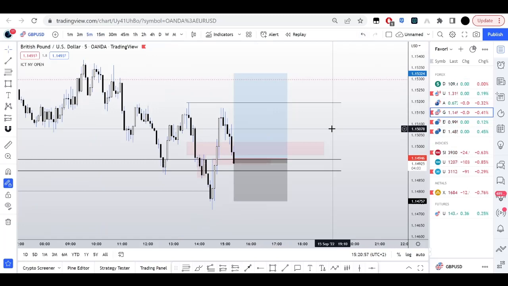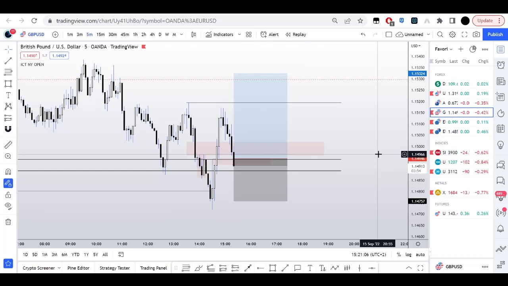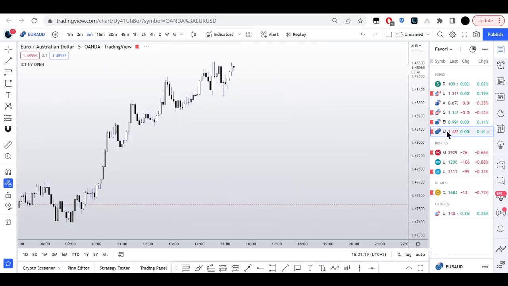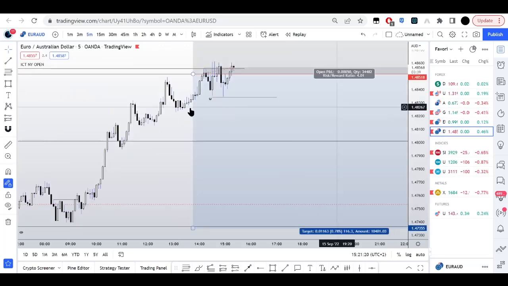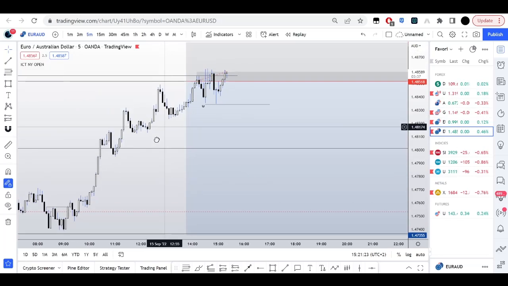So I'm currently in GU buys. Limit has been hit. Expecting this fair value to get the hold. We accept the risk, see what happens, right? See if we can get back up to buy side liquidity pools. Still in Euro AUD as well, playing around in that fair value gap still.